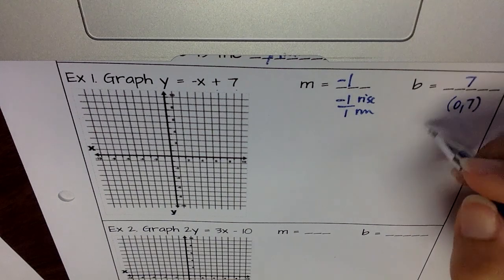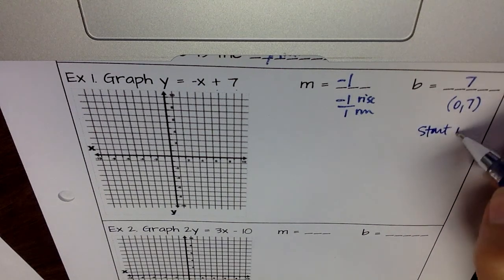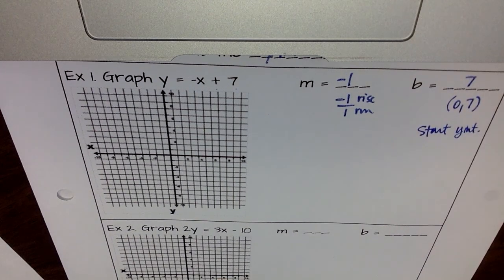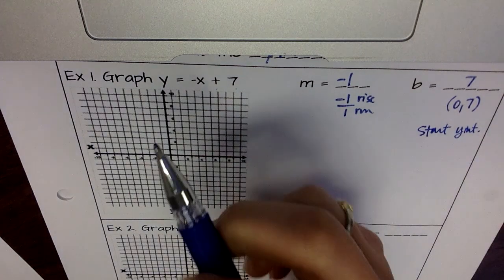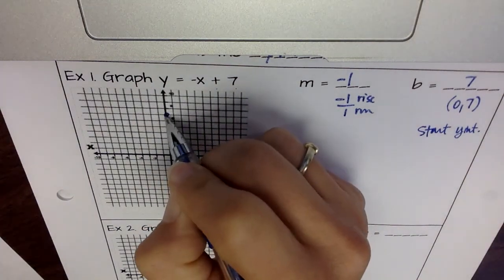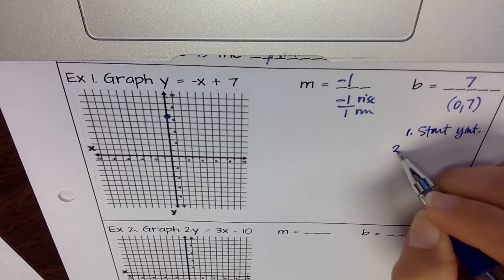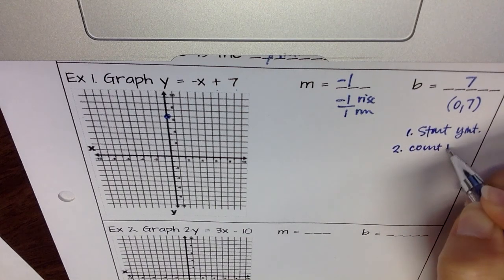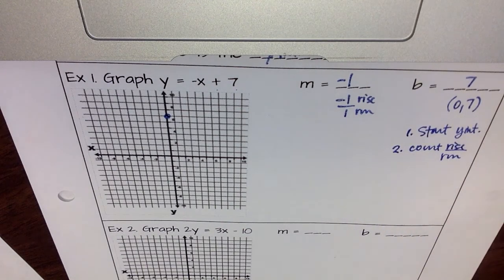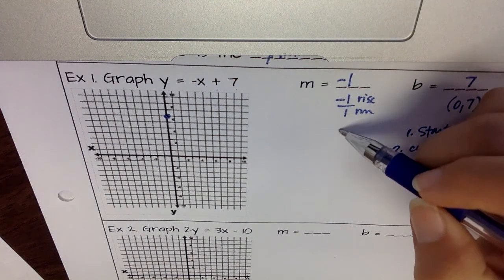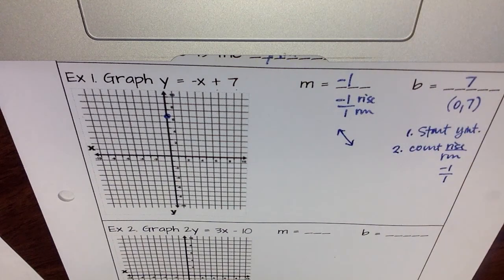We're going to start with the y-intercept. So just make a note. Start with the y-intercept. We're going to plot that point first. 0, 7. You start with your y-intercept, and then, so number 1, start with your intercept, and then you count your rise over run. We're going to count our slope. Now, in this example, our slope is negative 1 over 1. We know we're going to have a negative slope, so we're going to have a descending, decreasing line. It should be going down.